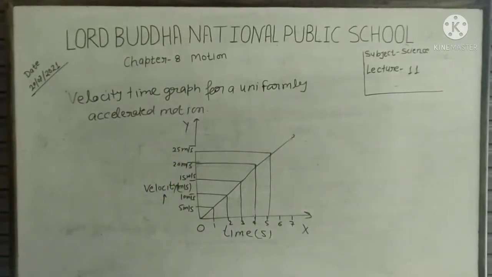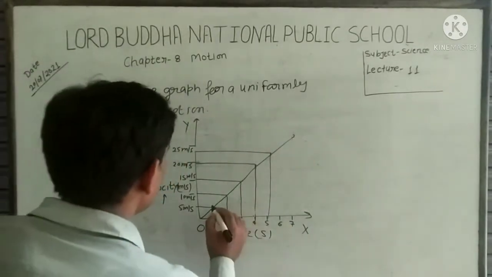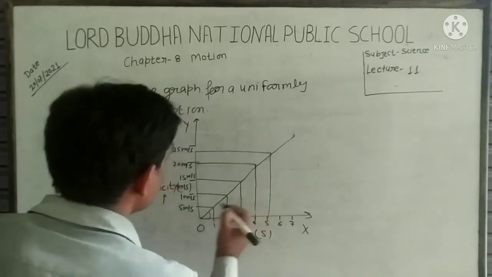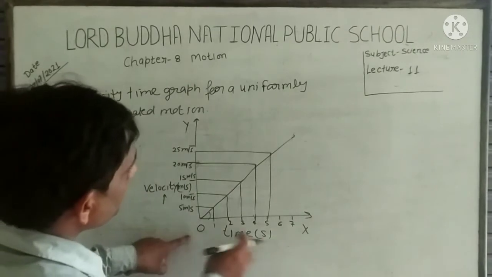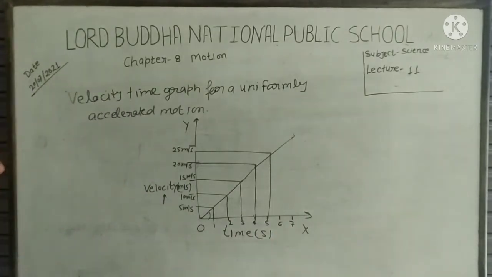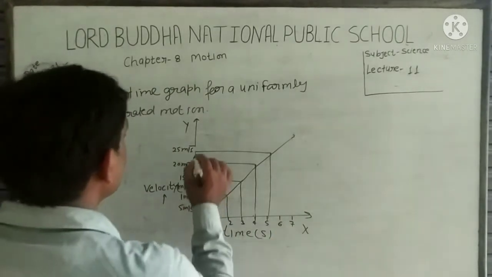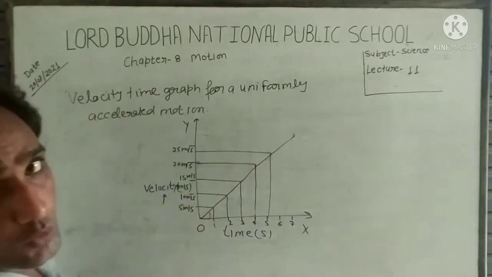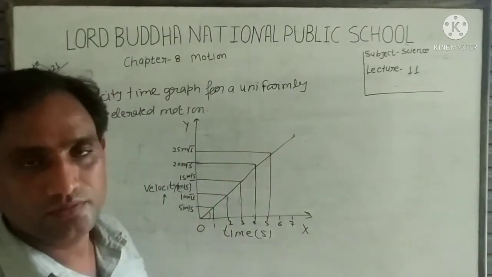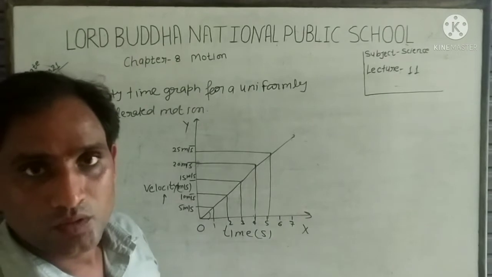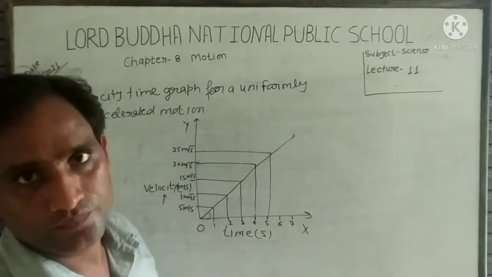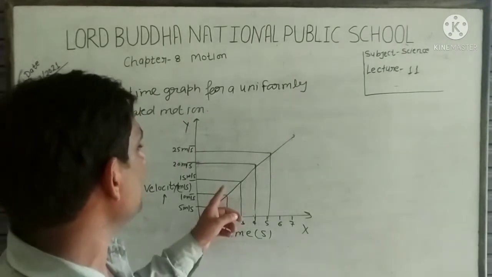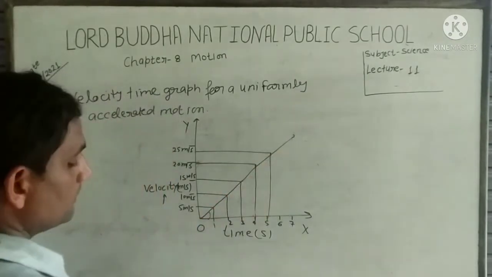This straight line has a slope with the time axis. Means from this graph it is clear that when we draw the velocity time graph for an object moving with accelerated motion, then it will become a straight line.